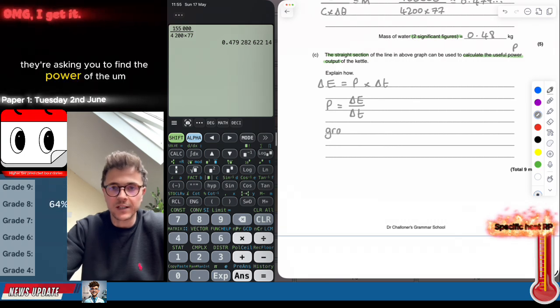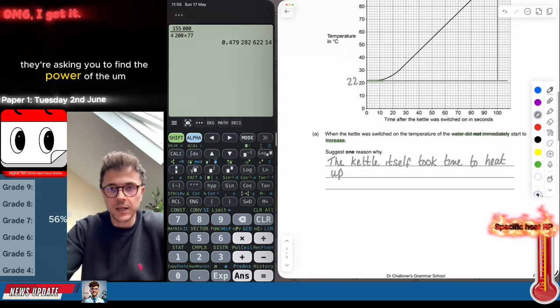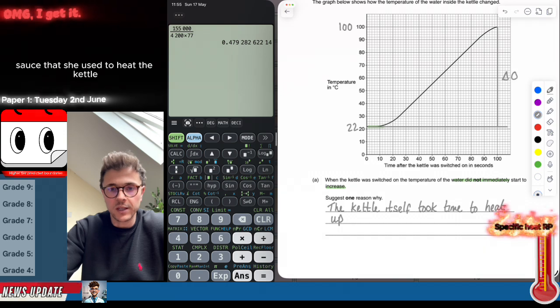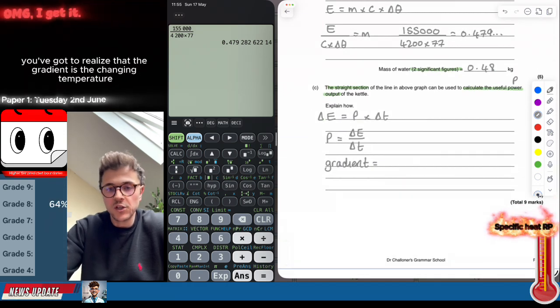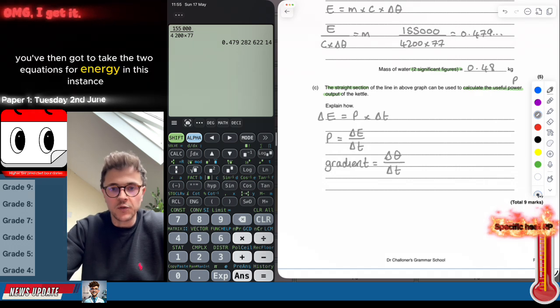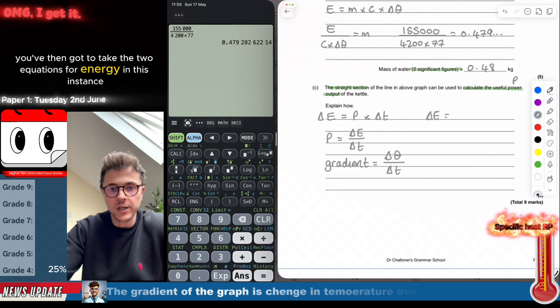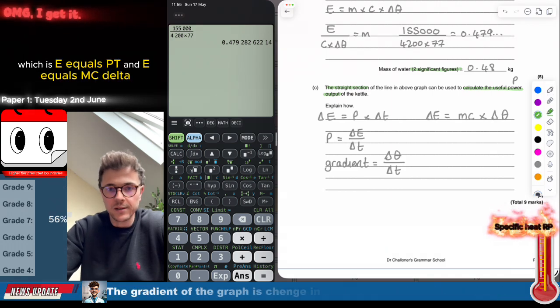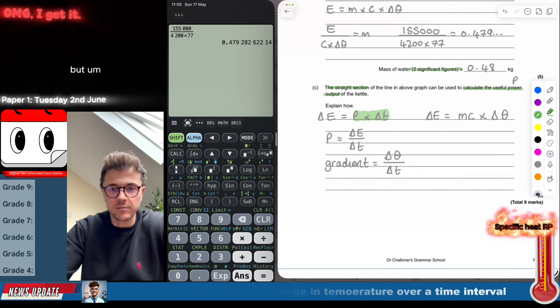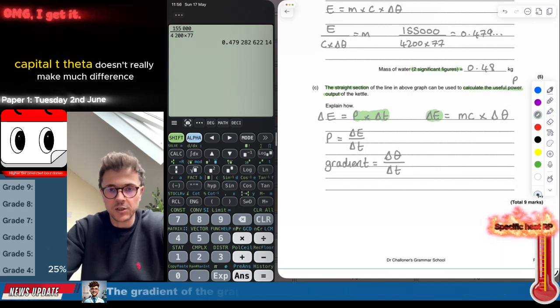They're asking you to find the power of the source that's used to heat the kettle from the gradient. And so for this, you've got to realize that the gradient is the change in temperature over a time interval. You've then got to take the two equations for energy in this instance, which is E equals PT and E equals mcΔθ. Well, I've called it theta, but capital T, theta, doesn't really make much difference.